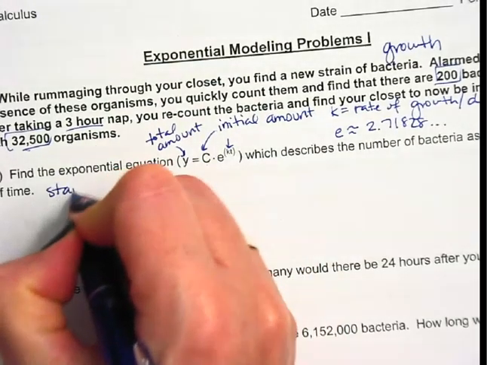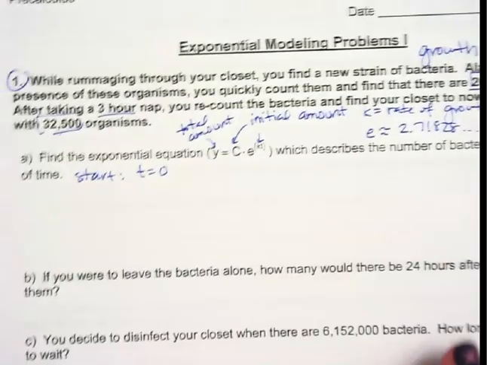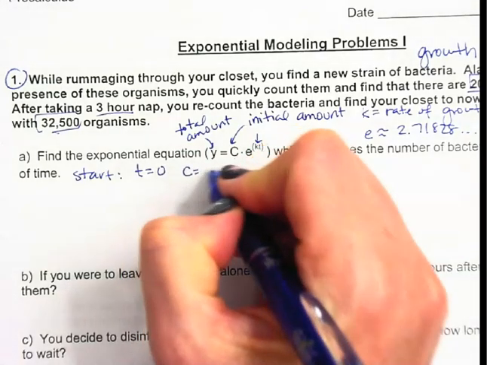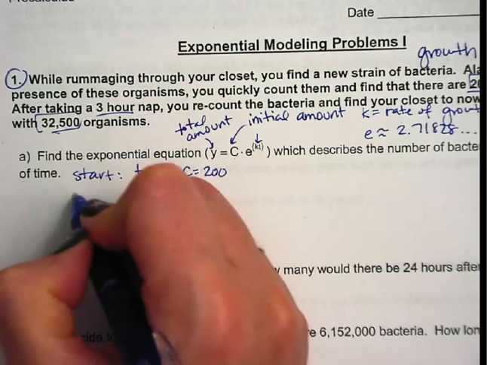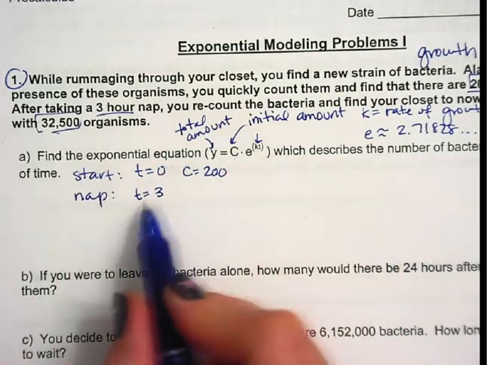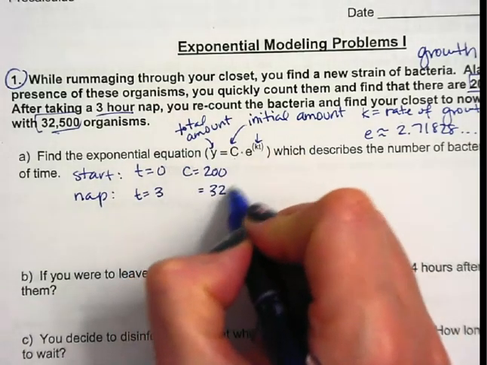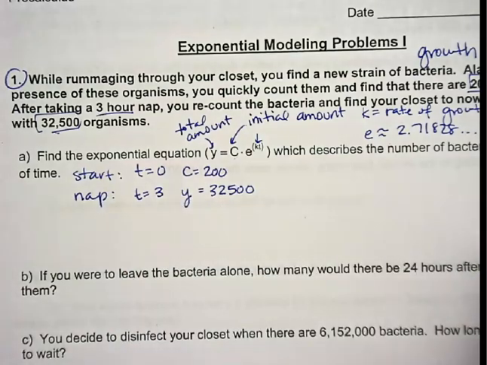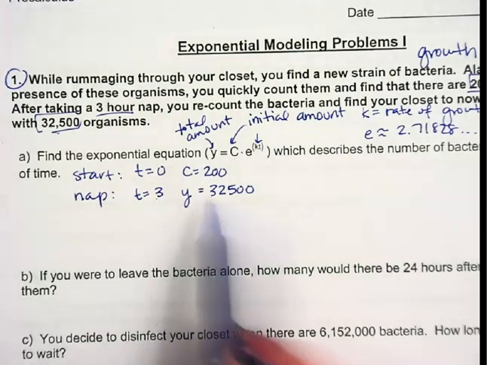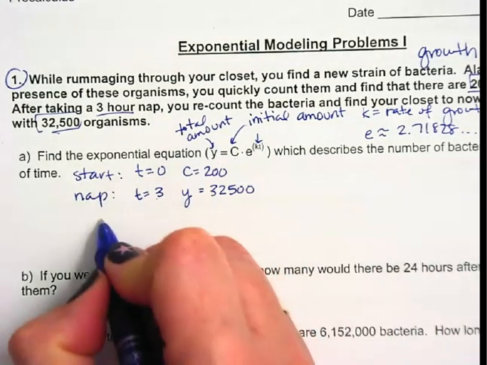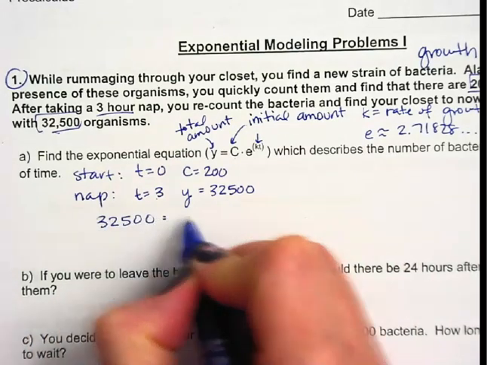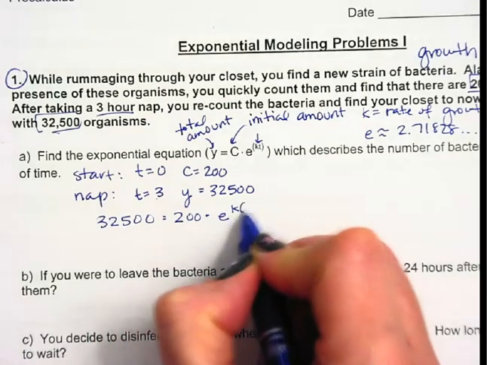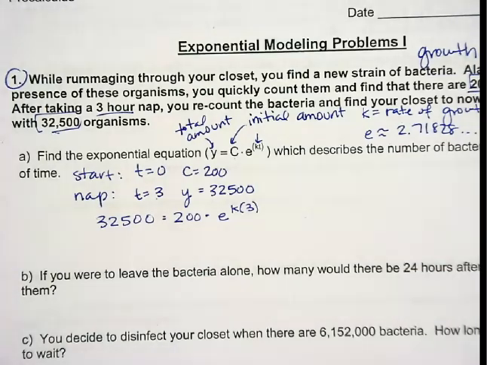So here's my starting information. At time 0, so no time has passed, c was 200. Then after 3 hours have passed, so t is 3, our total organisms were 32,500. This is going to be a y value for us. At a specific time t, this was the y. So when we plug all this information in, you can see we have this equation where we can solve for k. And this is very similar to when we solve for the a value in functions, and then we go back and plug that a, which is a constant, into the general form of the equation.